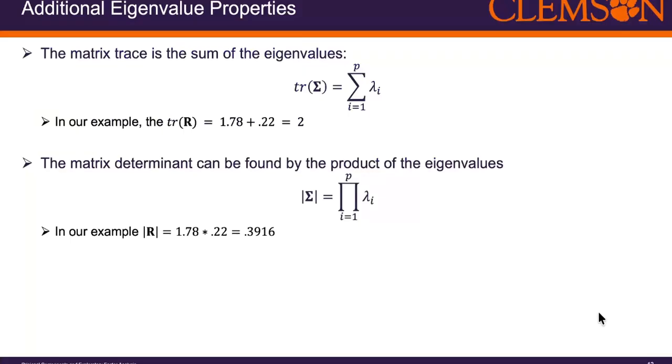Now, there are some additional properties of eigenvalues that are useful. So the matrix trace, remember that was the sum of the diagonal elements, is the trace. Well, it turns out the sum of the eigenvalues gives us the trace itself.